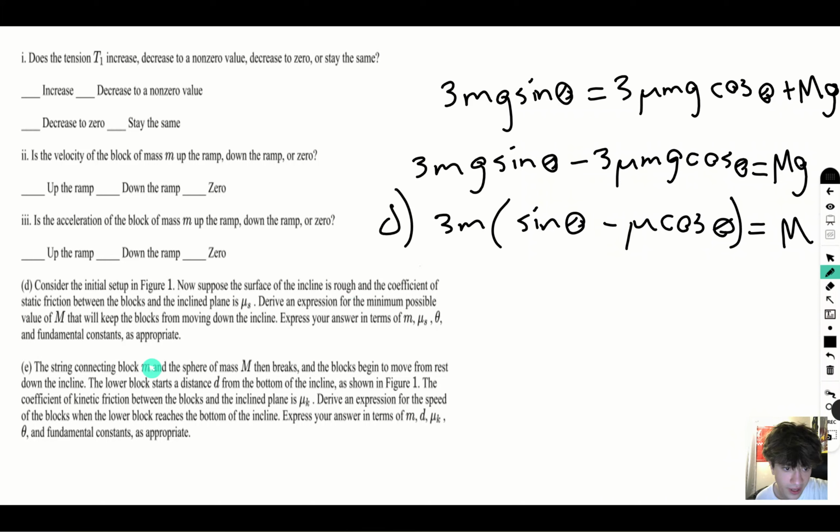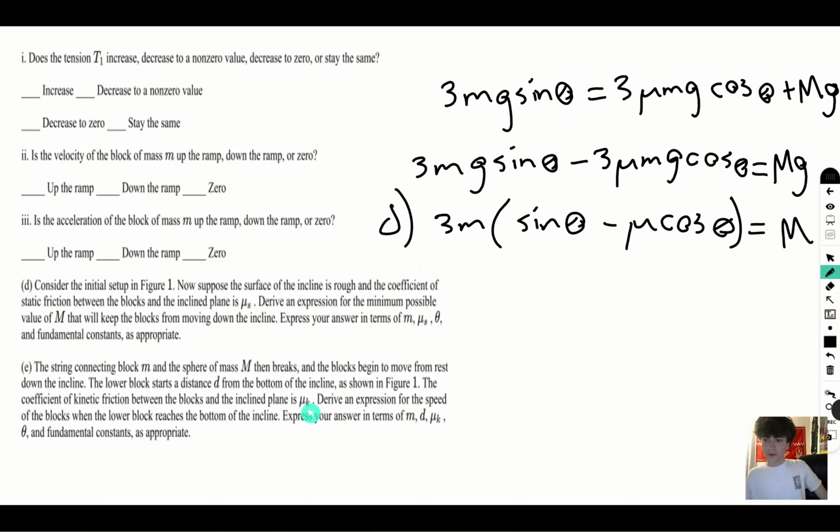And now let's take a look at E. The string connecting block M and the sphere of mass M breaks, and the block begins to move from rest down the incline. The lower block starts a distance d from the bottom of the incline, as shown in figure 1. The coefficient of kinetic friction between the blocks and the inclined plane is mu k. Derive an expression for the speed of the blocks when the lower block reaches the bottom of the incline. Express your answer in terms of m, d, mu k, theta, and fundamental constants as appropriate.